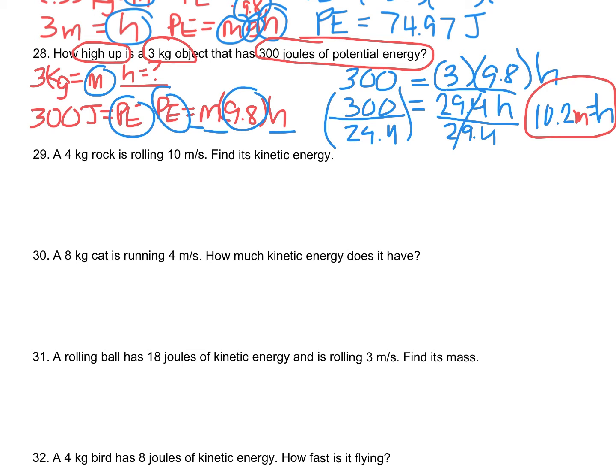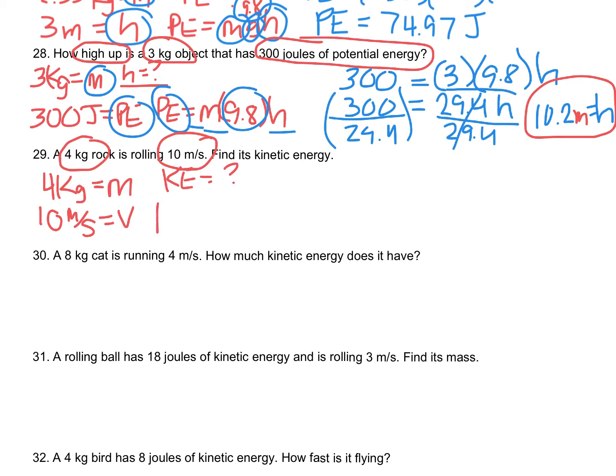Now that you have that, let's move on to number 29. I have a 4 kilogram rock rolling 10 meters per second. Wow, okay. So first of all, I have a 4 kilogram rock. That's my mass. It says it's moving at 10 meters per second. When I see meters per second, I automatically think velocity. That's how fast it's going. The problem is asking what the kinetic energy is. So that's my big question mark.